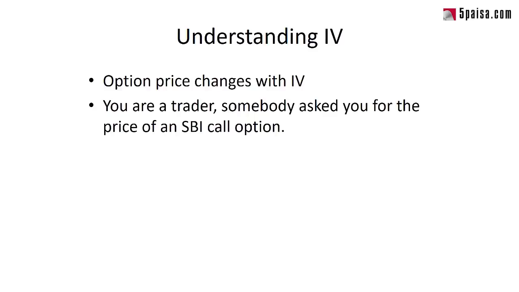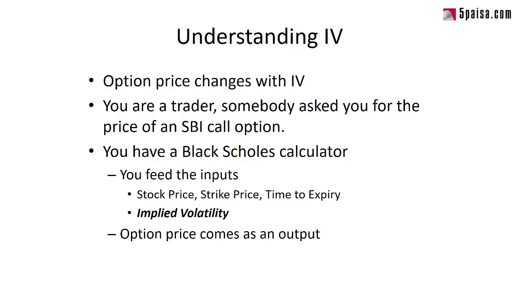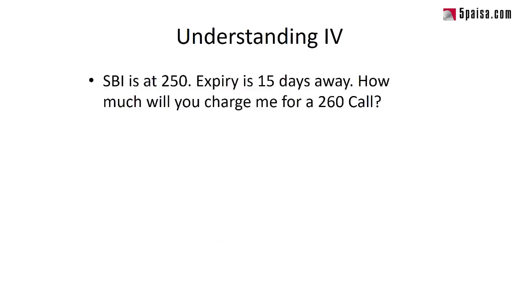So assume that you're an option trader and somebody asks you for the price of an SBI call option. To price the option, you'll take a Black-Scholes calculator and you'll feed the inputs into that. So the inputs are stock price, strike price, time to expiry, and implied volatility. The option price comes out as an output. To understand this better, let's look at two different scenarios. So let's say we go back in time, SBI is at 250, expiry is 15 days away. How much will you charge me for a 260 call?